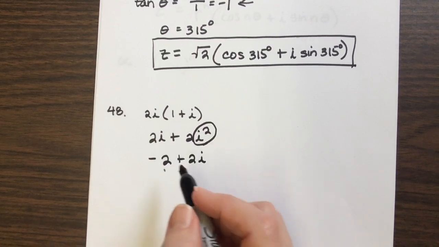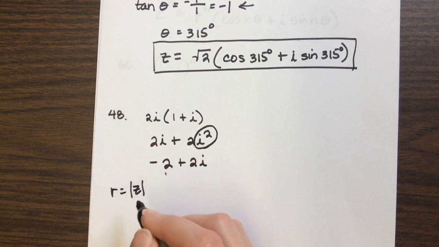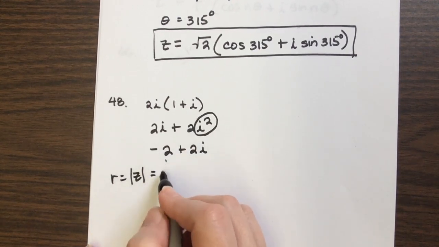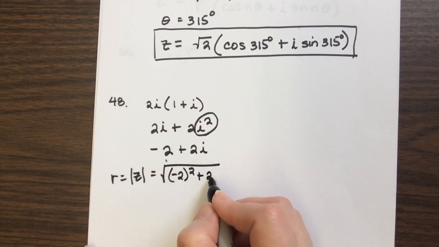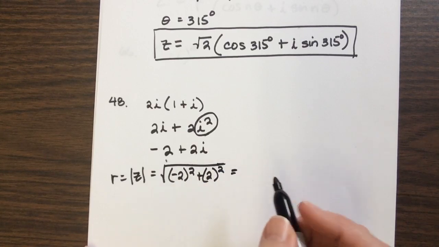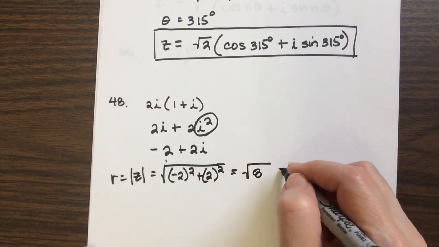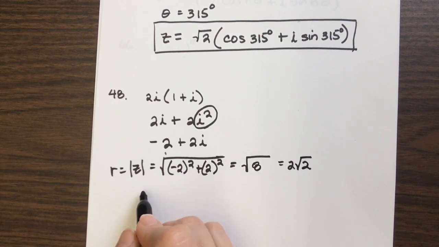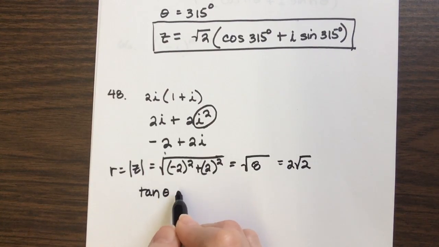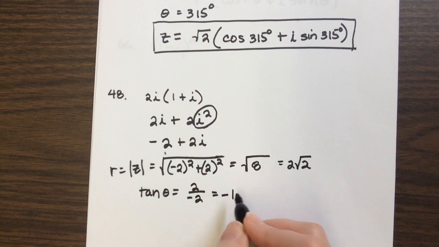So r, my modulus, however you write that, is going to equal the square root of negative 2 squared, a squared plus b squared, which in this case is going to be the square root of 8, or 2 times the square root of 2. So there's my r. My theta is going to be b over a, or negative 1.